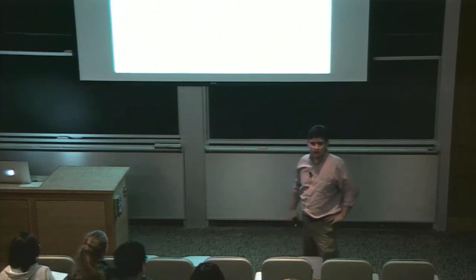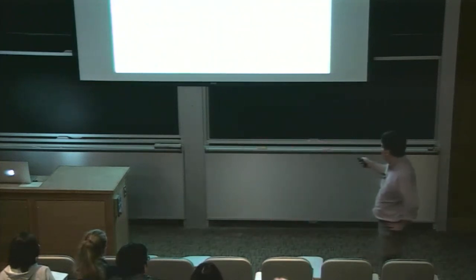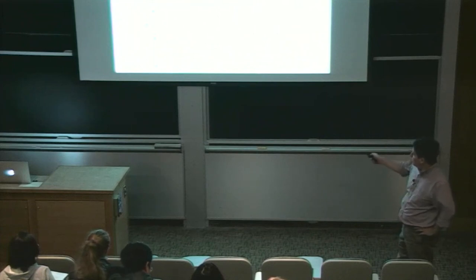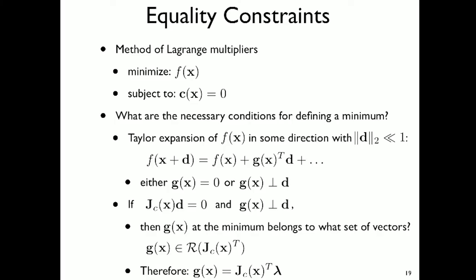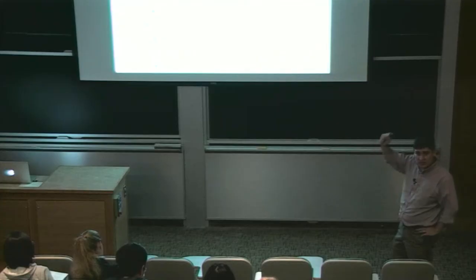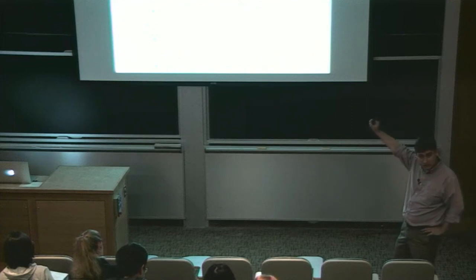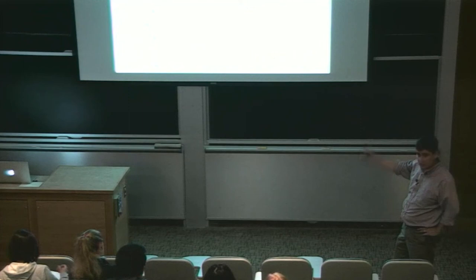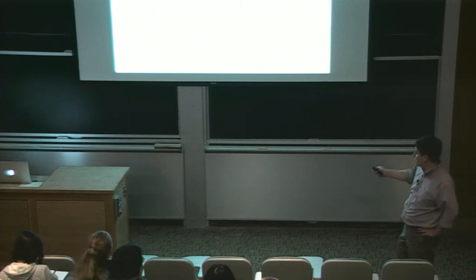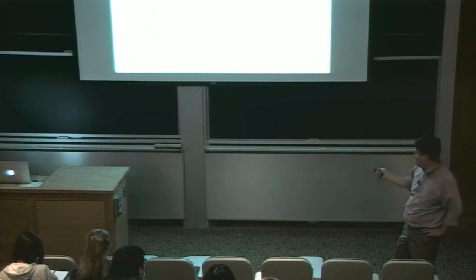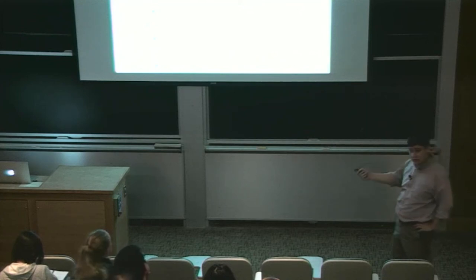Sam. Yes, it's the same as the number of equality constraints. J came from the gradient of C. It's the Jacobian of C, so it has a number of columns equal to the number of elements in X, because I'm taking partial derivatives with respect to each element of X. It has a number of rows equal to the number of elements of C. So for J transpose, I just transpose those dimensions. And lambda must have the same number of elements as C does in order to make this product make sense.